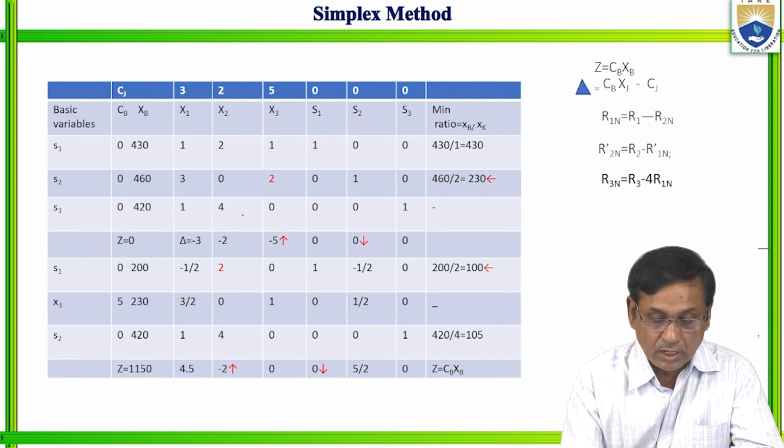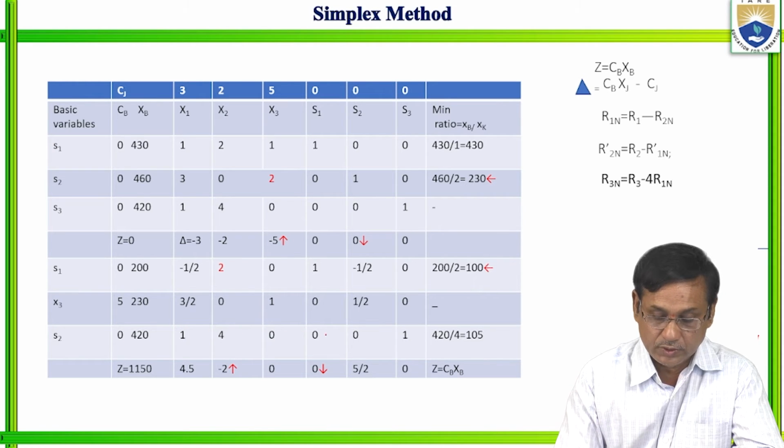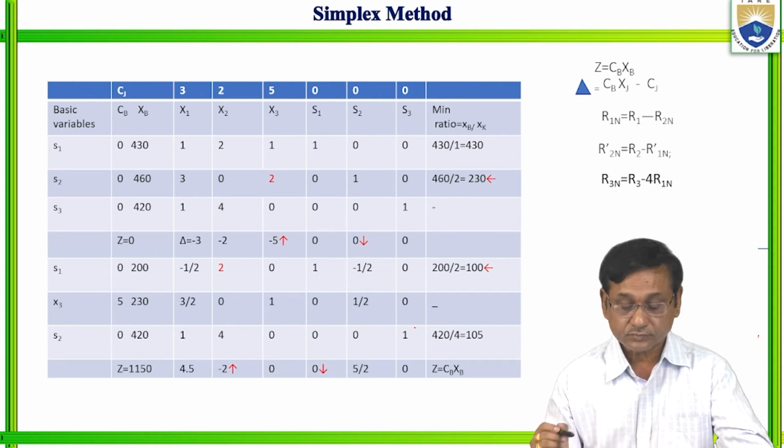Then coming to the third row. So third row the corresponding element is 0. So you need not do any operation. So that you can write that row as it is. Now that row is 0, 4, 420, 1, 4, 0, 0, 0, 1.